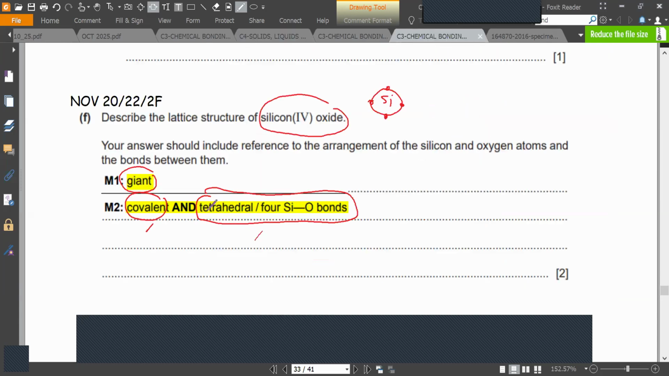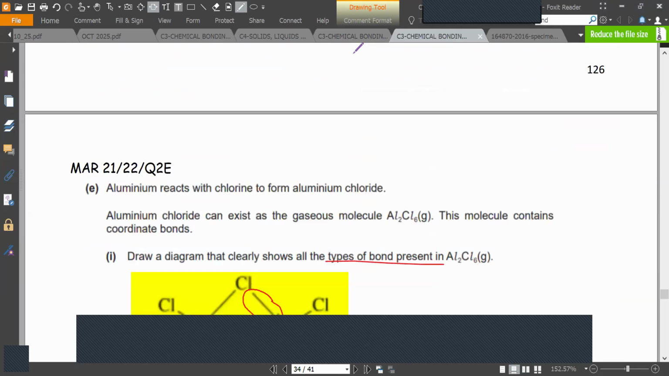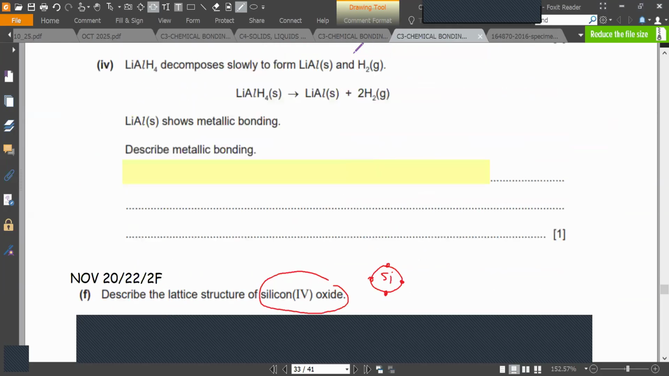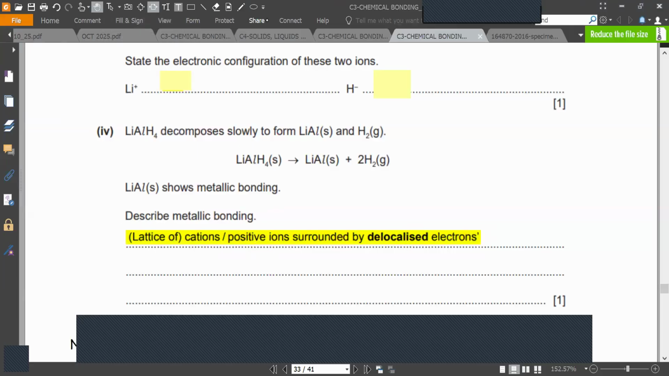So we need to make sure we have all the key points there. The word giant is important because it is a giant structure, millions and millions of atoms joined together. Describe metallic bonding. So this is also very straightforward. Lattice of cations, positive ions surrounded by delocalized electrons.